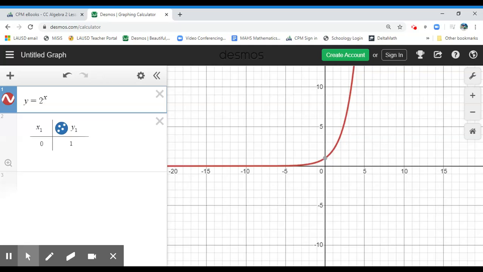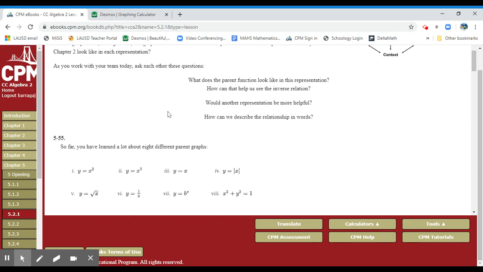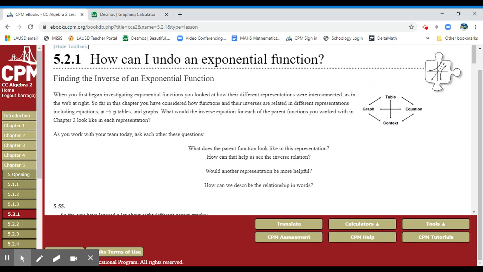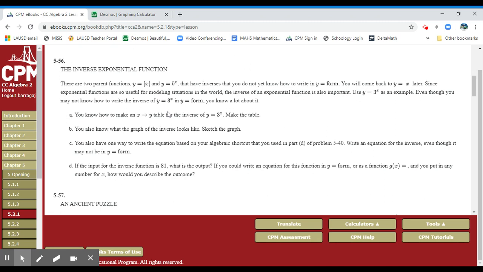All right, guys, this is part two of the lesson. And again, we have to make sure you watch these in order because otherwise they might not make sense to you, guys. We're still looking at the original problem, right? From section 5.2.1. And this is 5-56.